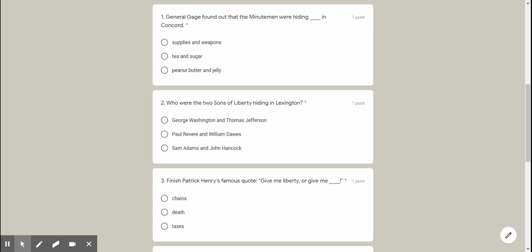Question two. Who were the two Sons of Liberty hiding in Lexington? Your choices are George Washington and Thomas Jefferson, Paul Revere and William Dawes, Sam Adams and John Hancock.